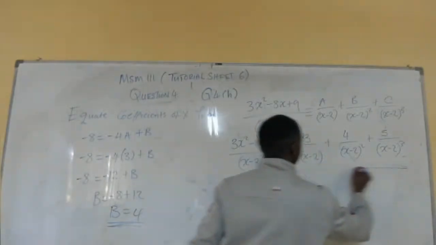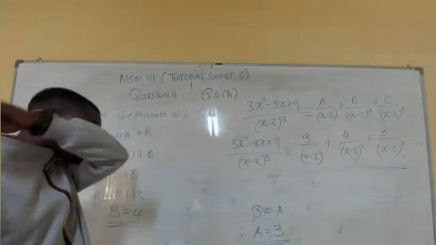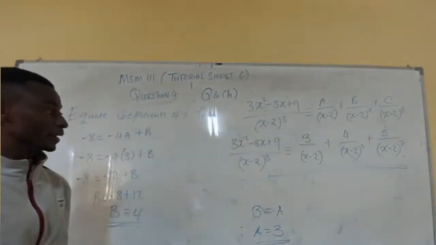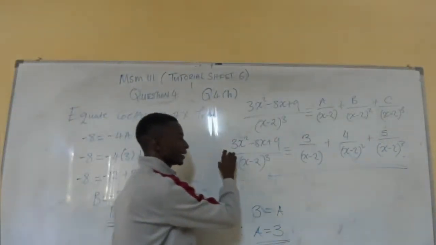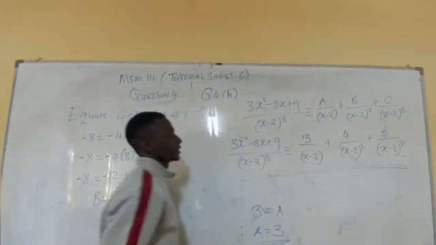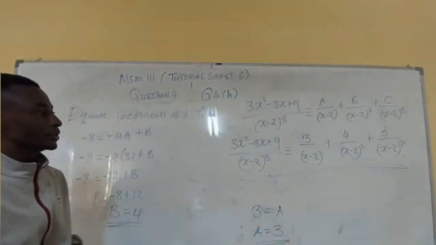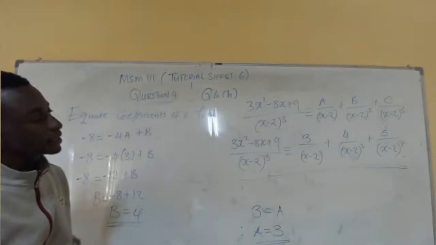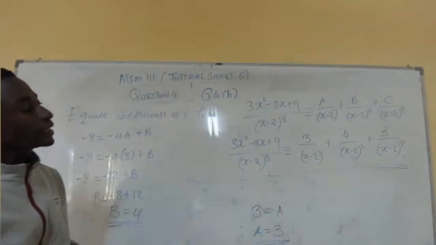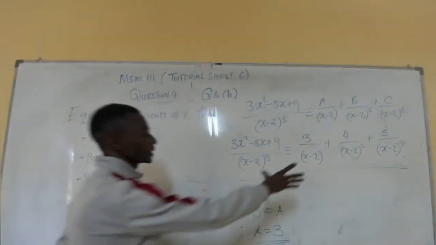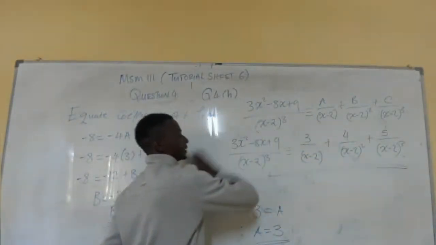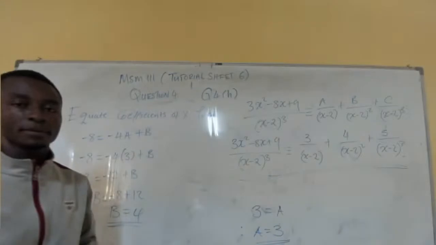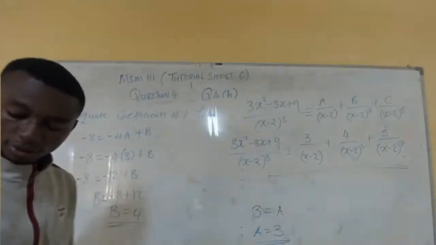We are done. So we've resolved this expression into partial fractions. So that's what you're supposed to do. If you feel your answer is not correct, you can check by solving this one. If you solve this fraction, it should give you that. So that's how we check if the answer is correct.